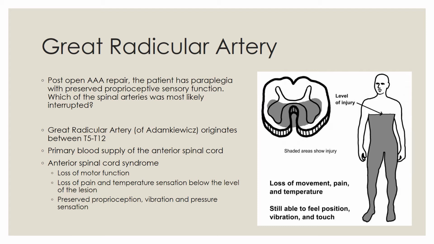So key points about the great radicular artery of Adamkiewicz is that it originates between T5 to T12. It's the primary blood supply of the anterior portion of the spinal cord. The anterior spinal cord is more prone to ischemia than the posterior portion, because the posterior portion is supplied by 2 arteries. So what anterior spinal cord syndrome looks like is a loss of motor function below the level of the lesion, loss of pain and temperature sensation, and you retain your proprioceptive, vibratory, and pressure sensation. This is just a little image to the side here about where the ischemia occurs in the spinal cord.